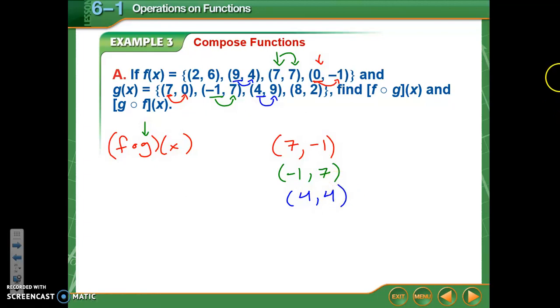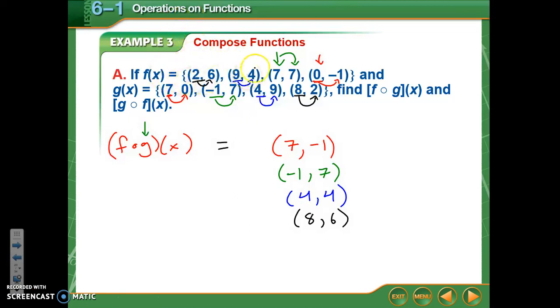And let's do our last one and see if it works. Starting with g, if I plug in 8, I get 2, and if I plug in 2, I get 6. So my new ordered pair is 8, 6. Because remember, I'm taking x and plugging it into g, then taking the result of that and plugging it into f. So this set is my f of g of x.